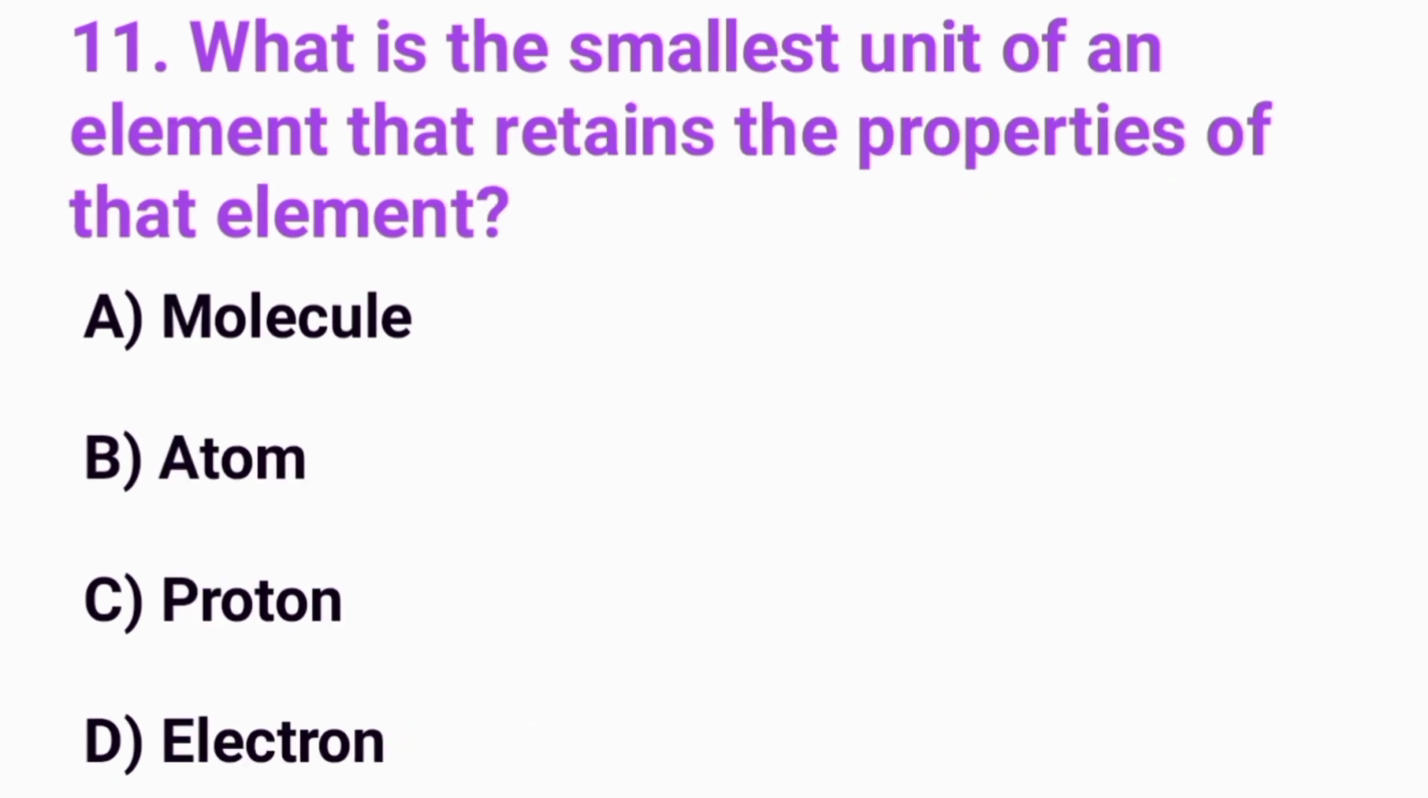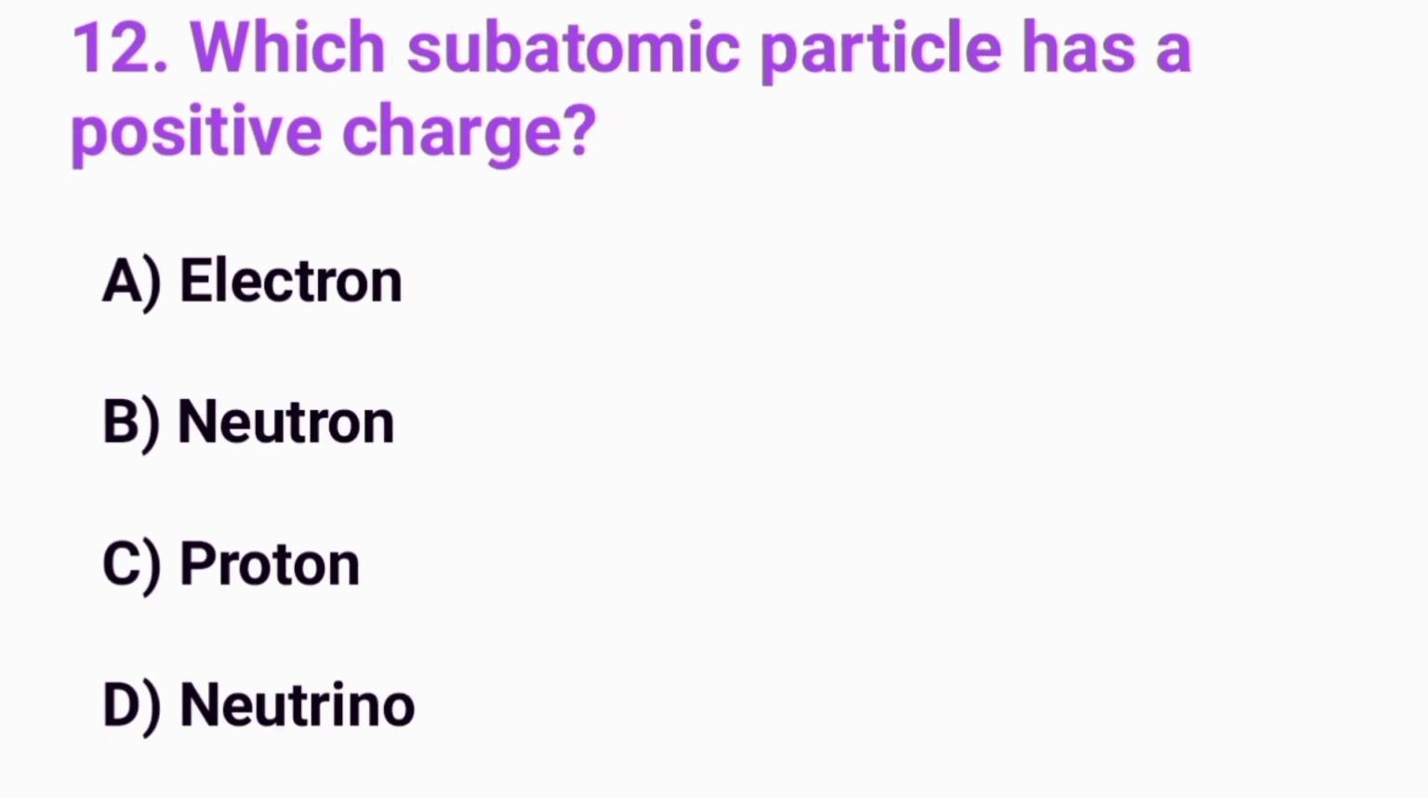Question number 11. What is the smallest unit of an element that retains the properties of that element? The right answer is option B. Atom. Question number 12. Which subatomic particle has a positive charge? The right answer is option C. Proton.